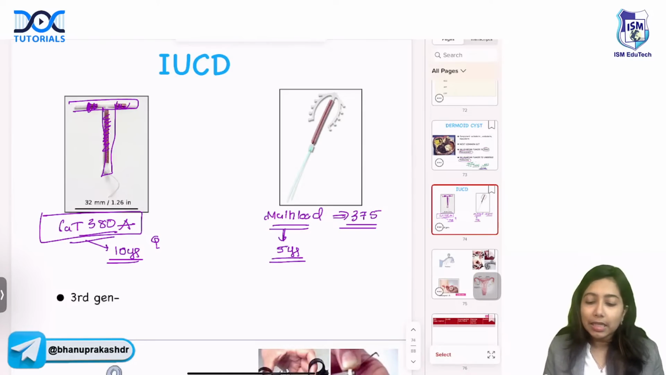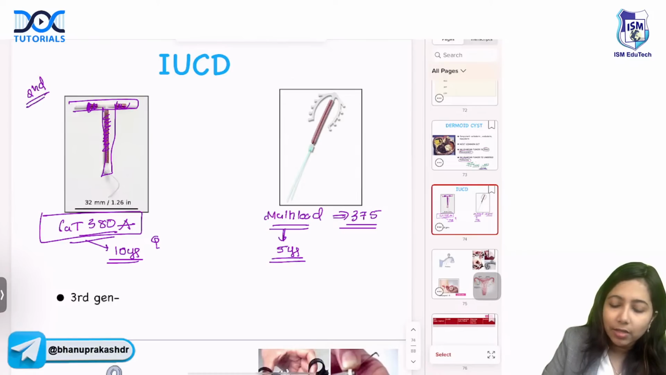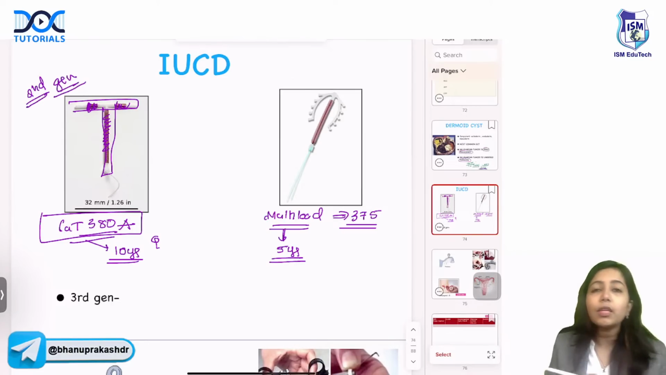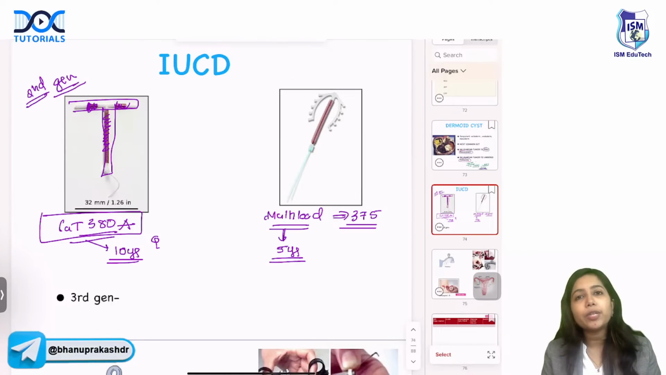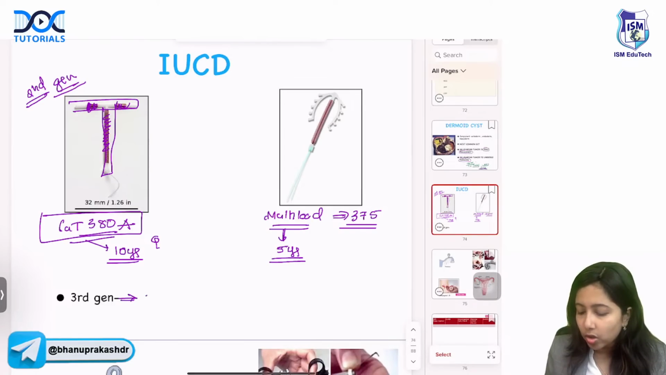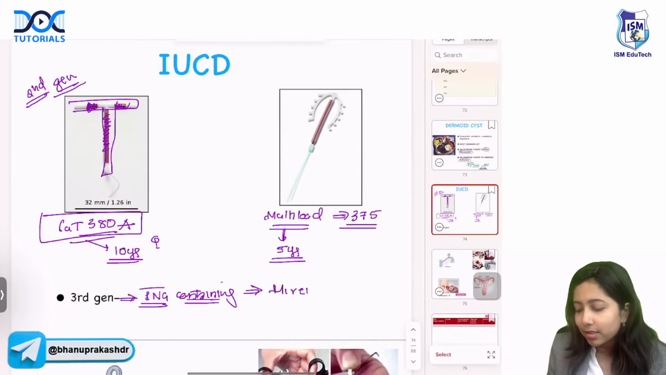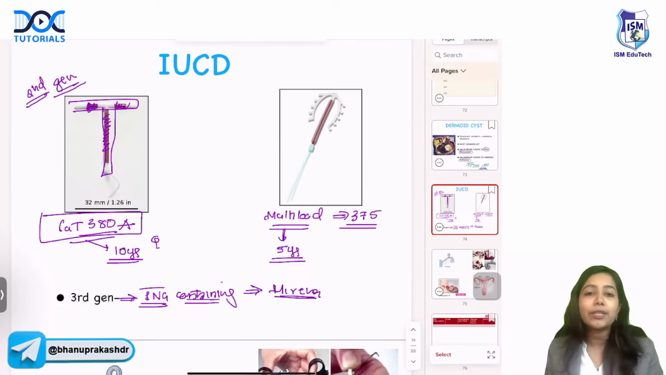So these are basically second generation intrauterine devices. The first generation intrauterine devices included Lippes loop and all. They are inert devices and they are not being used now. Next, you have the second generation. Finally, you have the third generation devices. This includes the hormone containing or the LNG containing devices, and a very important example is our Mirena.